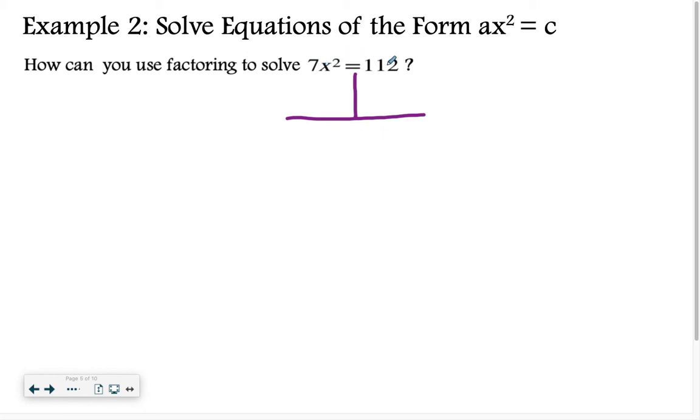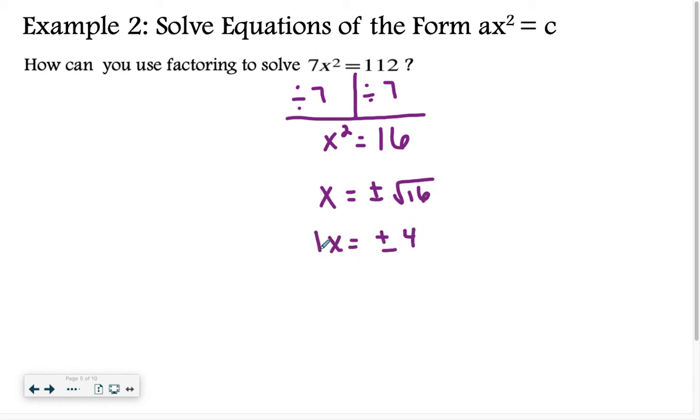So I have 7 times x squared equals 112. My first step is going to be to get that x squared all by itself. So I do that by dividing both sides by 7. I have x squared equals 112 divided by 7. And 112 divided by 7 is a really nice number to work with. It's a 16. So now I do just like what I did in the last example. I take the square root of both sides, and of course I do the positive and negative version. And I'm left with x equals the positive version of 4 and the negative version of 4. Okay, so that would be my answer, positive or negative 4.